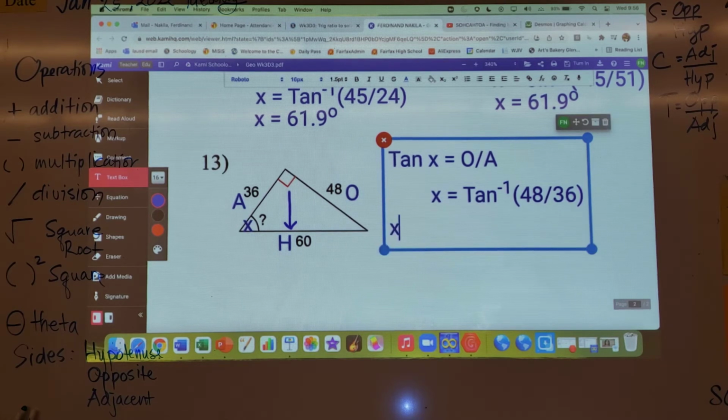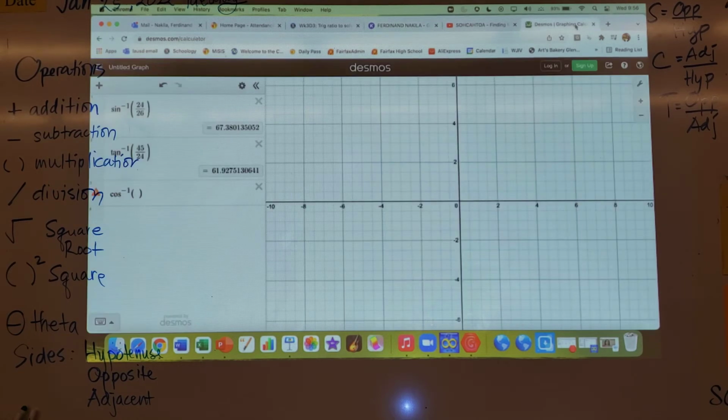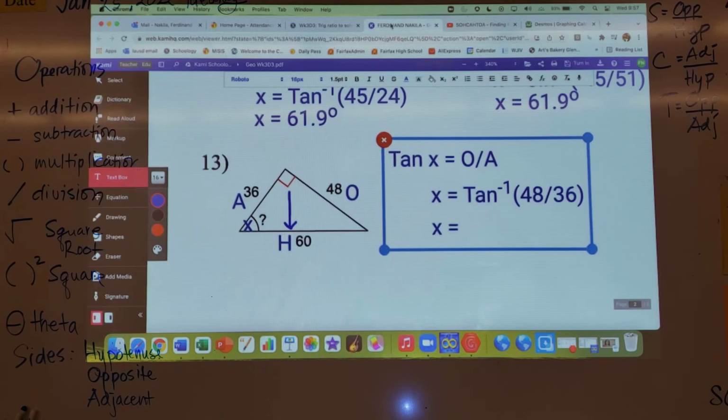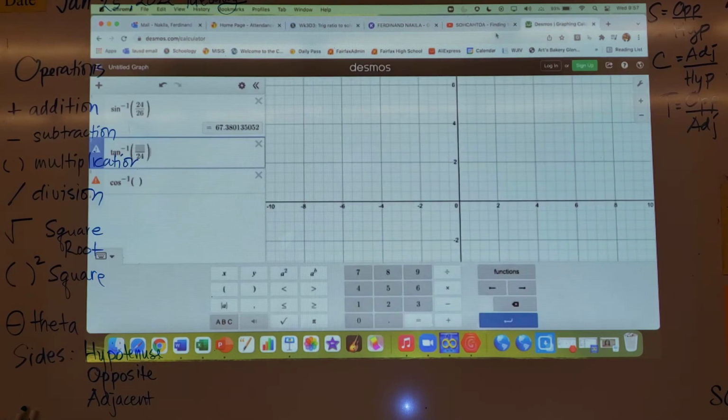So now it's time to use the Desmos calculator. Inverse tangent 48 over 36. Like I said, you can have all three here and just replace that one with whatever number you have. How did you get the answer? 48 over 36. And that's 53.1.